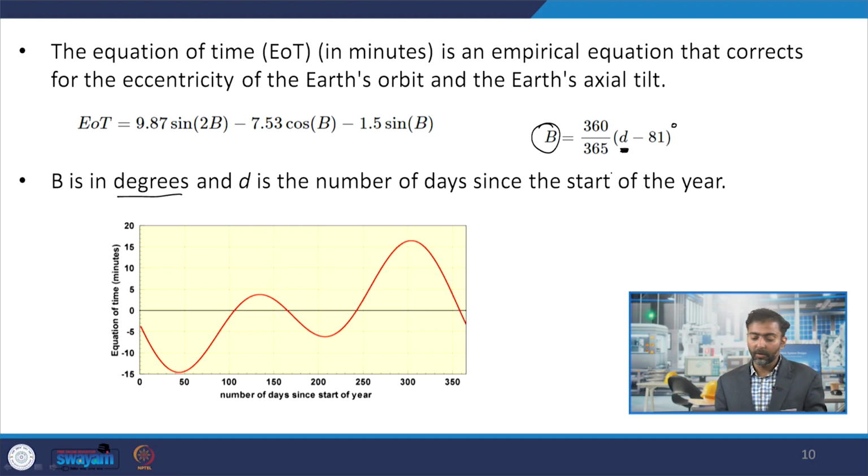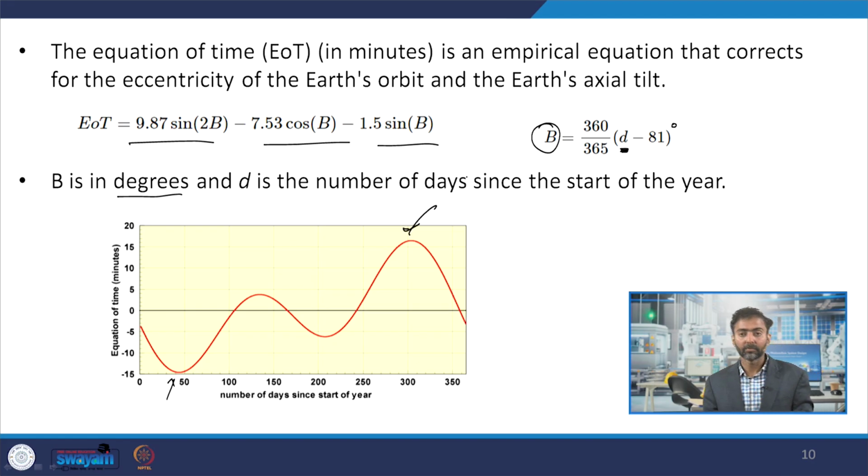And the variation, because it is composite of 3 sinusoids, as you can see, it looks like a complex sinusoid curve, not a simple sinusoid, and this is the variation. If you solve it out, you can verify and cross check that if you put the x axis as the number of days since the start of the year, then the equation of time in minutes varies like that. The most negative it goes is around minus 15 minutes, which happens around d equal to 45 days, whereas the most positive it goes is around 16-17 minutes and happens around d equal to 300.